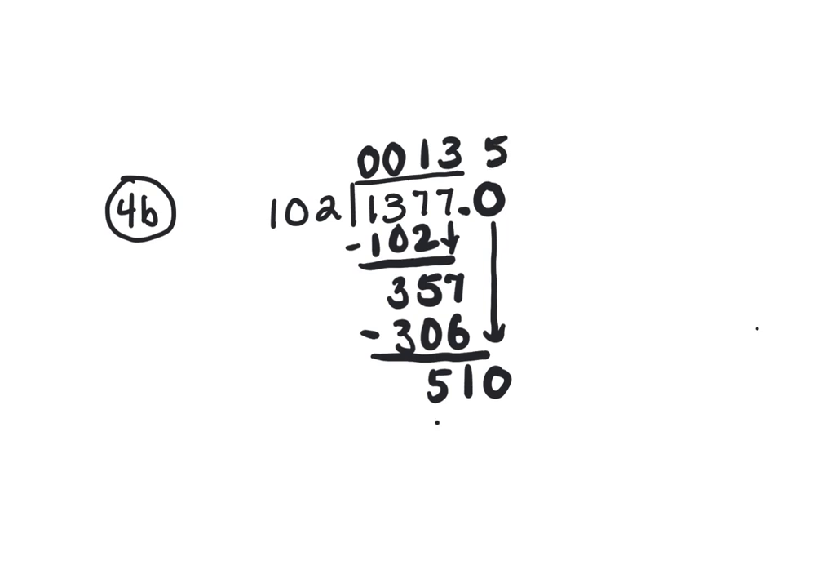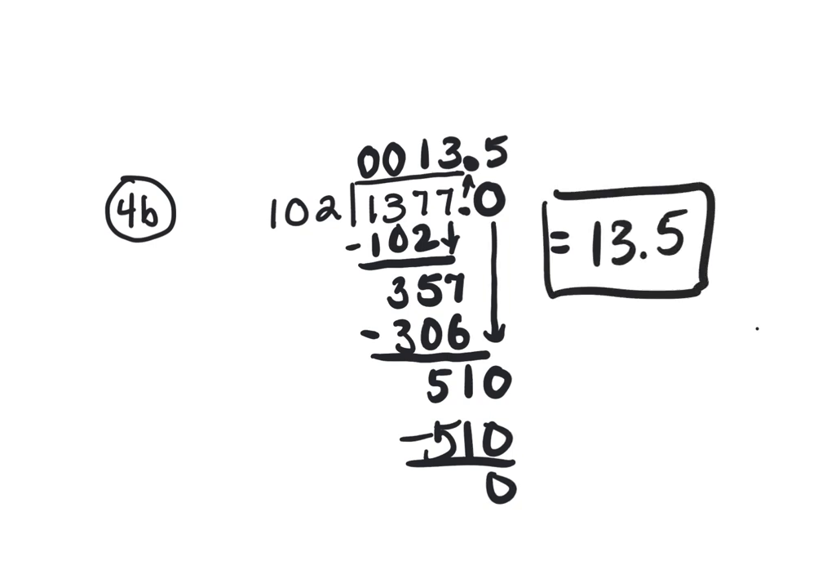5 times 102 is actually 510. And then I just need to make sure that that decimal point I added in the dividend, I move up to the quotient, straight up. And now I've got my answer, which is no longer a remainder, it's a decimal.